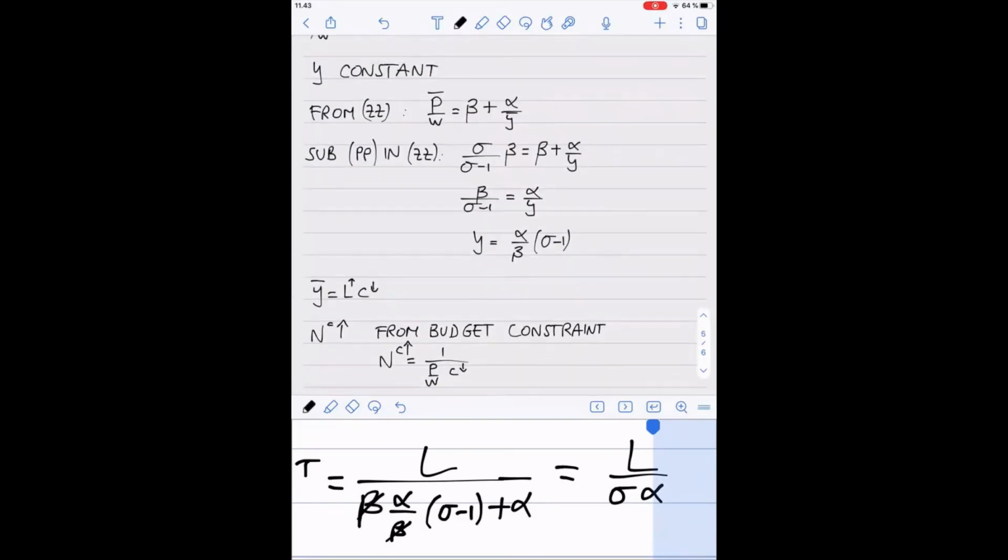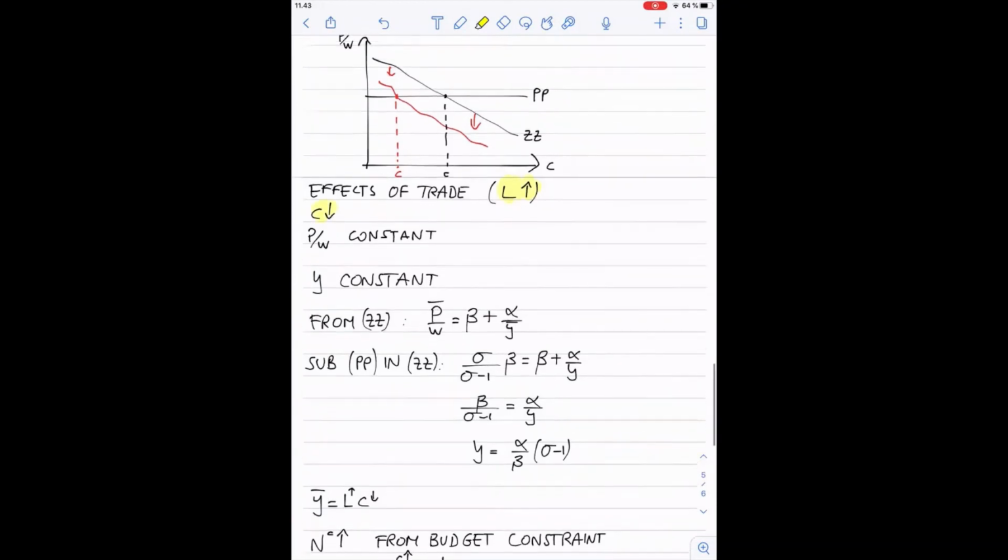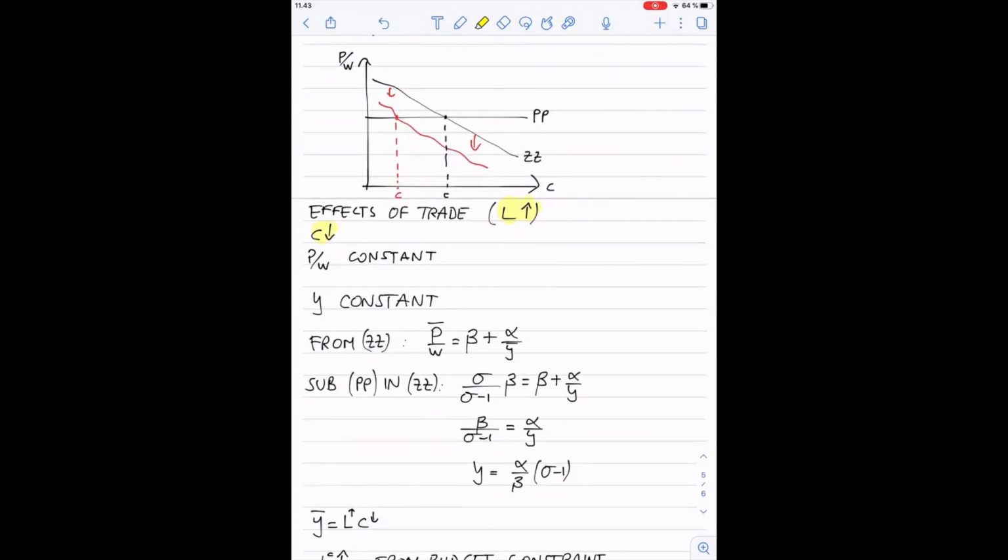Okay, so to summarize what happened here with trade, we have an increase in L. As in the previous model, C declines, so we're going to have less consumption for each variety. However, the price does not change because we have constant markups, and markups do not change. Since the price does not change, neither does the total output, because the price equals the average cost. If the price is constant, the average cost is also constant, and the only way to keep the average cost constant is to keep the output constant.